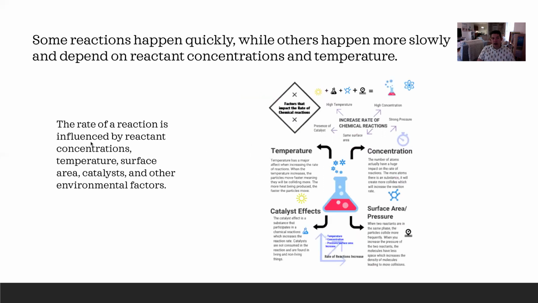Now the rate of a reaction is influenced by reactant concentrations, temperature, surface area, catalysts, and other environmental factors. This is the really simple explanation of how we get faster chemical reactions. Temperature increases the rate of a reaction.